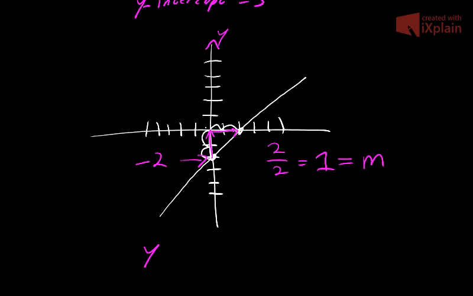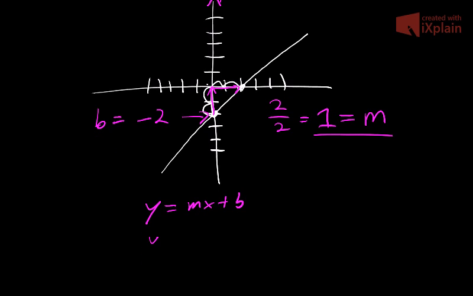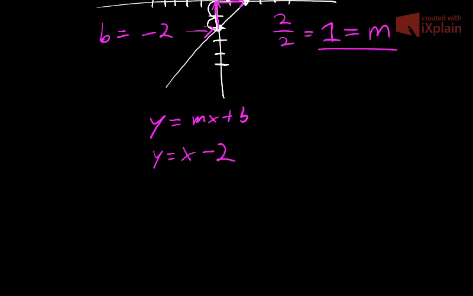So y equals mx plus b. My b equals negative 2. My m equals 1. I just plug that in, and I get y equals x minus 2. So looking through this, we're going to be able to do that with a lot more lines.